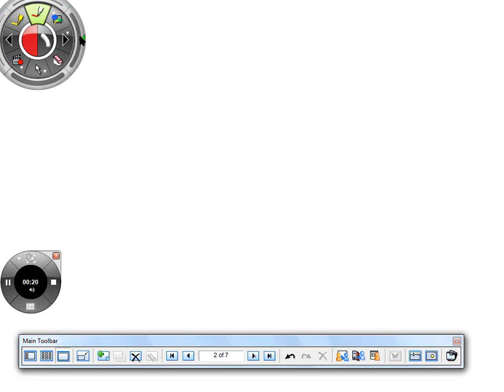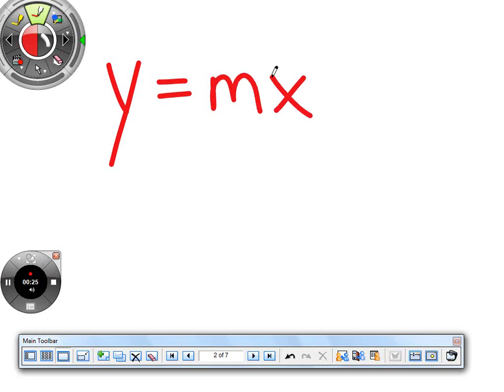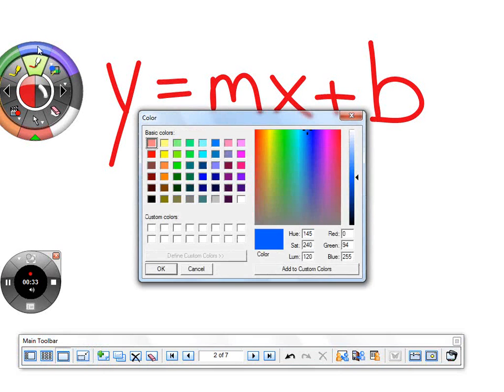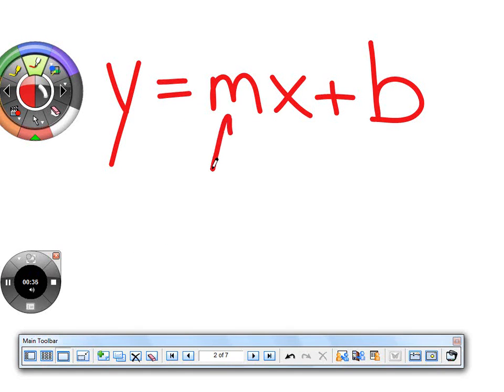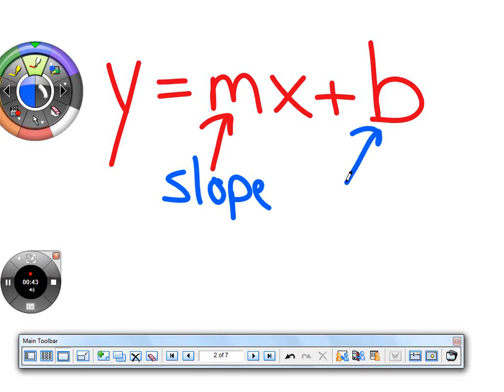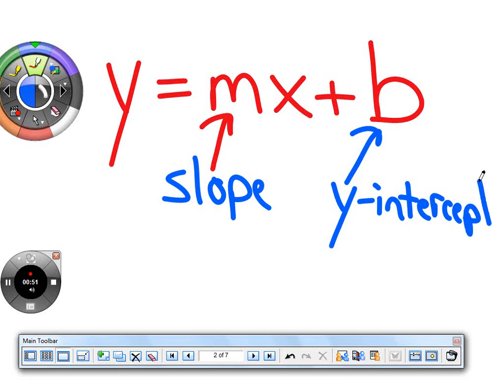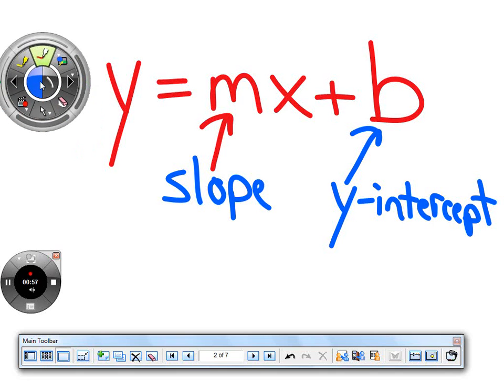So let me write that really big. So it's y equals mx plus b. It's a certain way to write an equation of a line. Okay, the m is always going to be the slope, and the b is always going to be the y-intercept, which means that's where the line crosses the y-axis. Okay? So those are the two things.